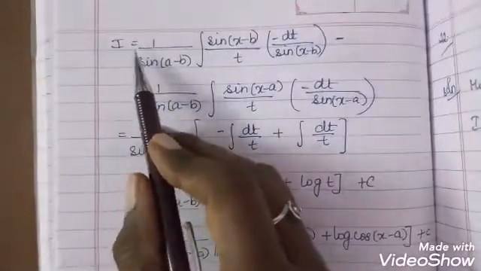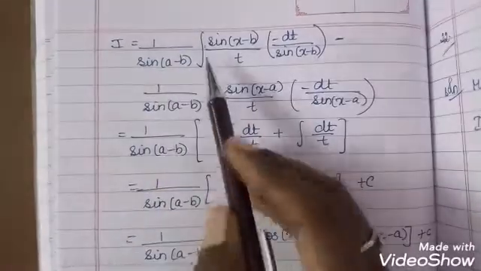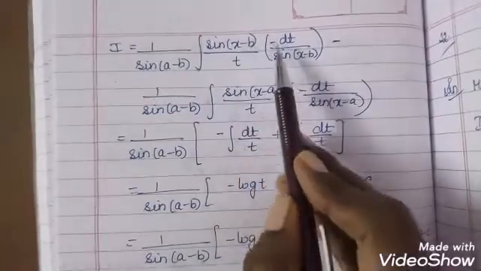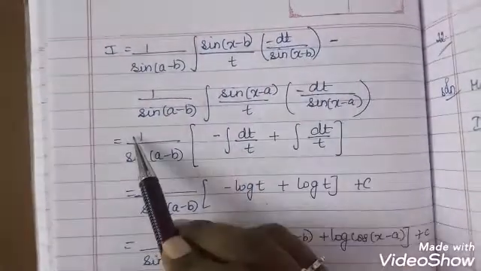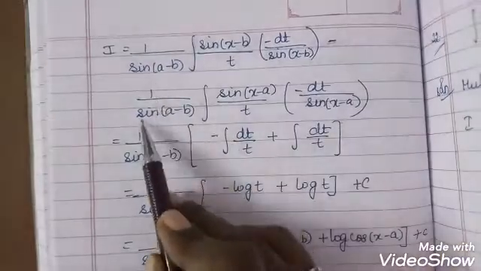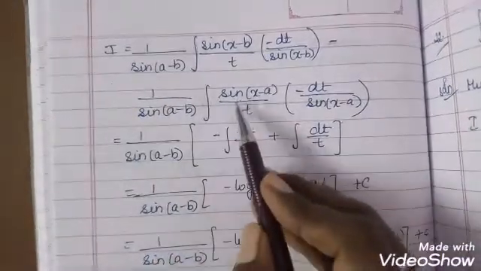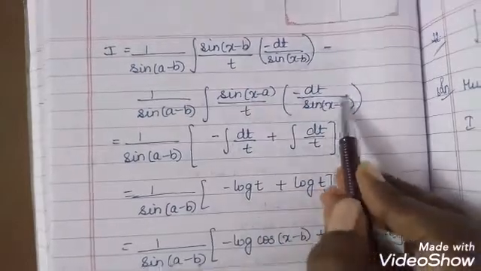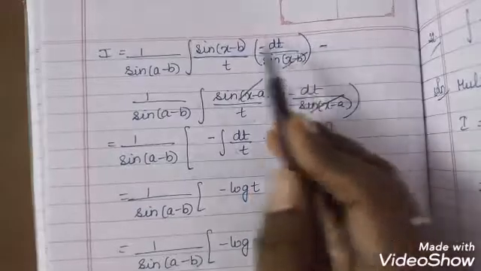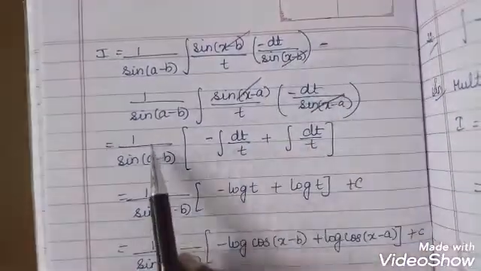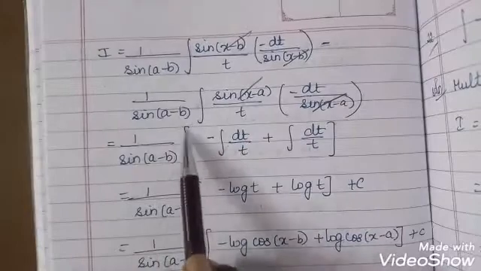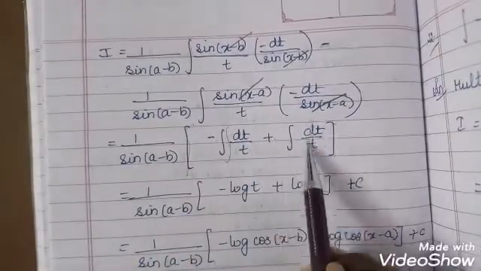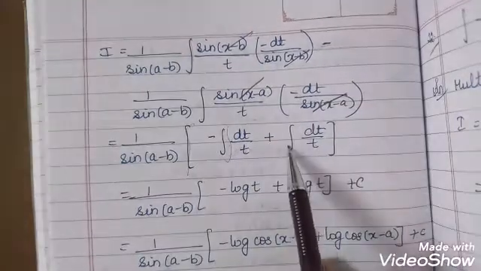So here we have I equal to 1 by sine of a minus b integral of, I have just substituted there, sine of x minus b by t into minus dt divided by sine of x minus b, minus 1 by sine of a minus b integral of sine of x minus a divided by t into minus dt by sine of x minus a. So here if you see, it gets cancelled. This also gets cancelled. So you can take 1 by sine of a minus b common, put a bracket here. It's minus integral of dt by t plus integral of dt by t, because minus minus becomes plus.